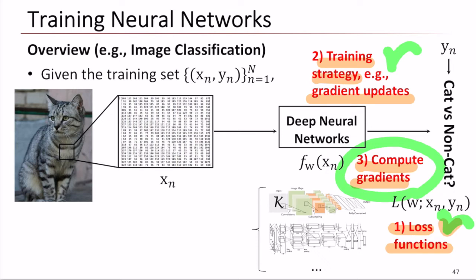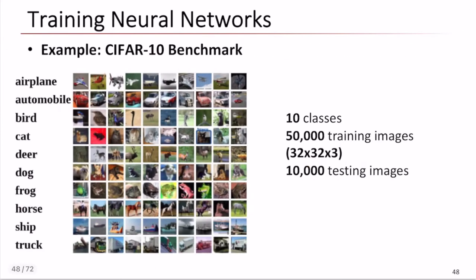So, for image classification, from now on we talk about a more specific task, image classification. In your first homework, in your first project, we will train a simple neural network for the CIFAR-10 dataset. This is your first project.